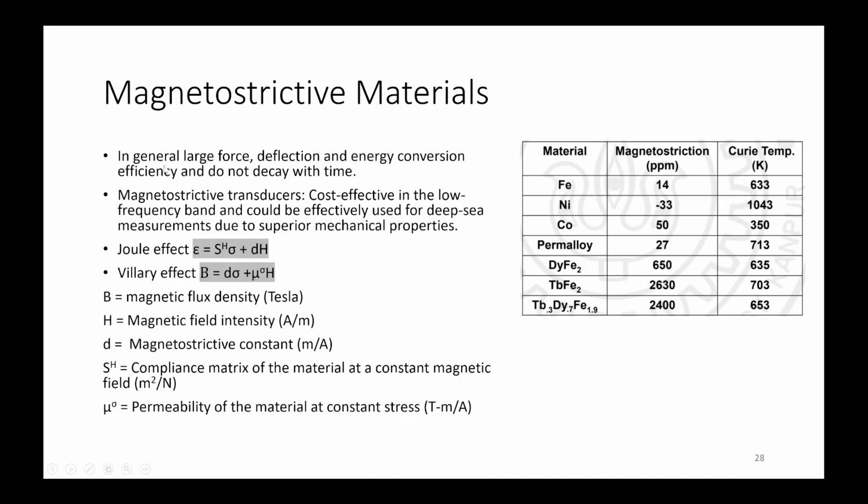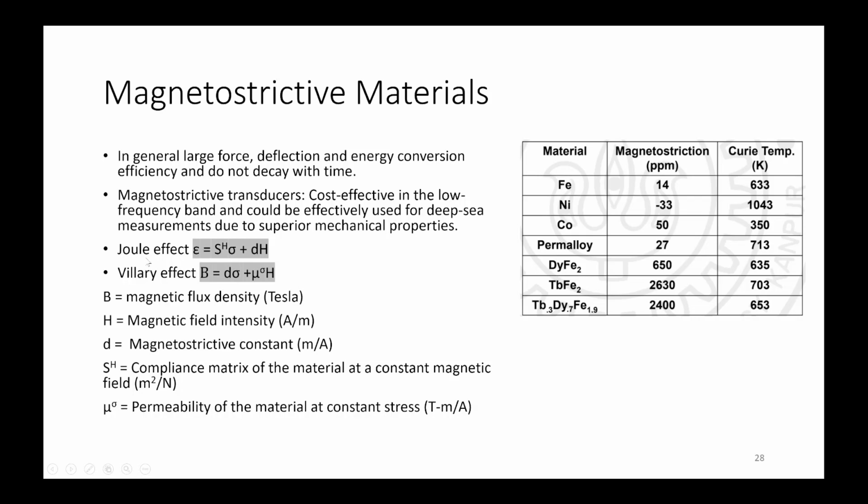In general, they offer large force, deflection and energy conversion efficiency, and these do not decay with time. Magnetostrictive transducers are cost effective in the low frequency band and could be effectively used for deep sea measurements due to superior mechanical properties.